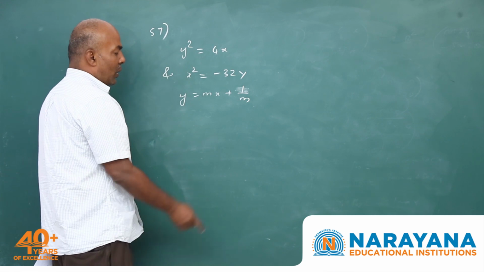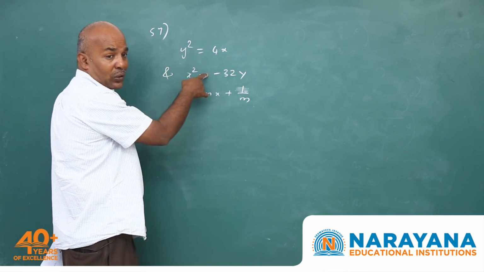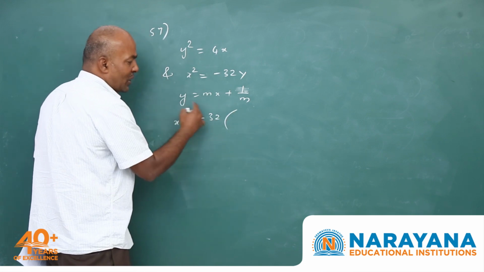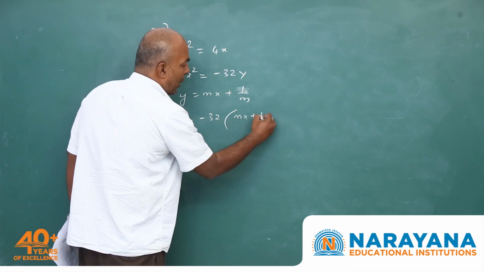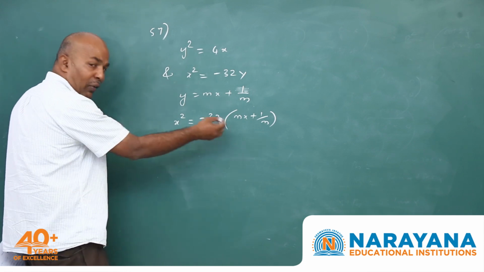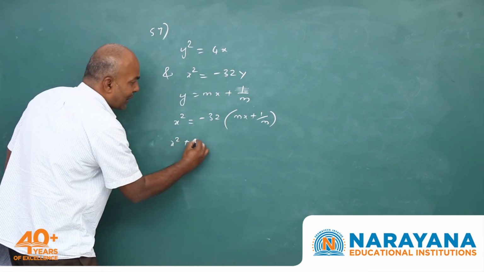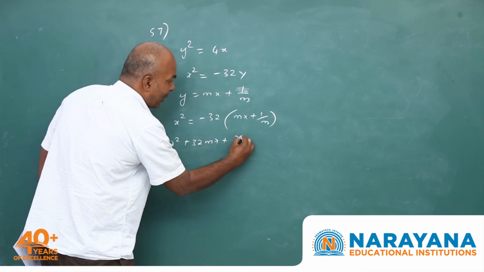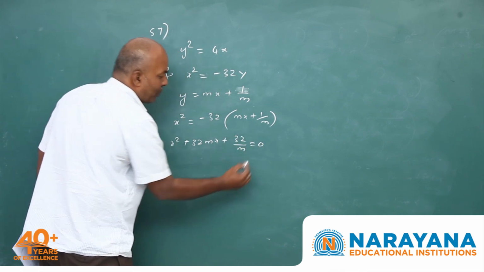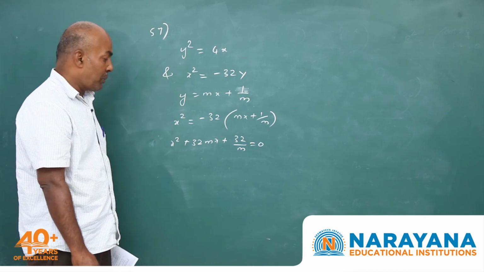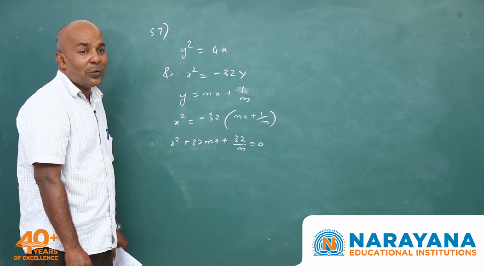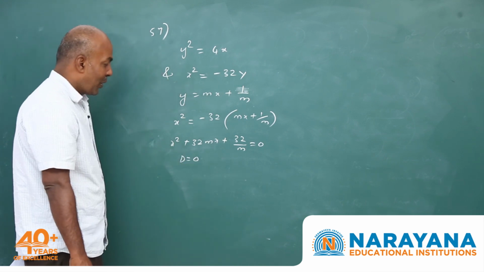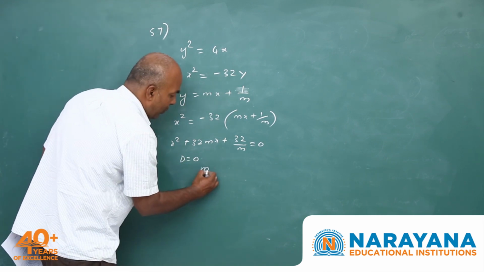Now this is a tangent to the other parabola also. Therefore x square equal to minus 32 times y, where y is mx plus 1 by m. Now I bring it together: x square plus 32 m into x plus 32 by m equal to 0, which is a quadratic equation in terms of x. It must have 2 equal roots, so I will apply D equal to 0 and then we will get the m value.